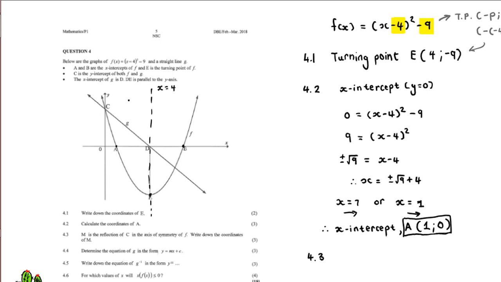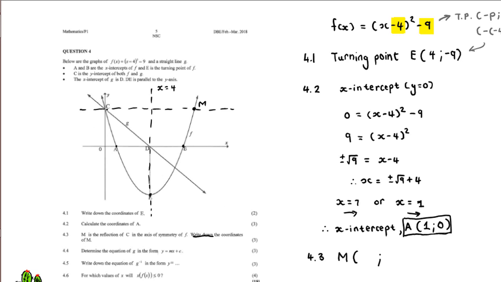Then if they talk about a reflection, you're now taking this F graph and folding it across this line. So you're going to have a point on the same horizontal line, and it's going to lie over here. This point, they're calling it point M. What they want you to do is simply write down, no calculations are needed, the coordinates of M. So from logic, seeing that they're on the same horizontal line, it means that they share the same y value. So your y value is going to be exactly the same.